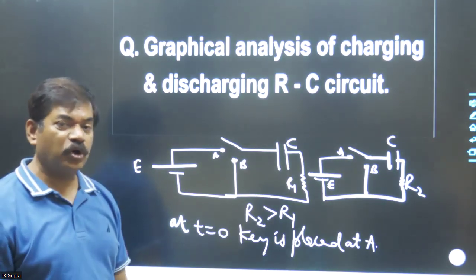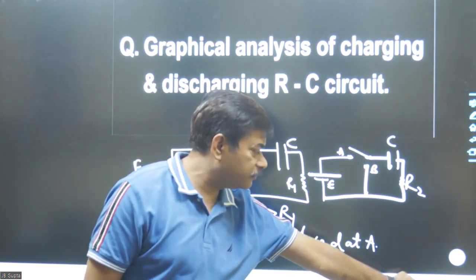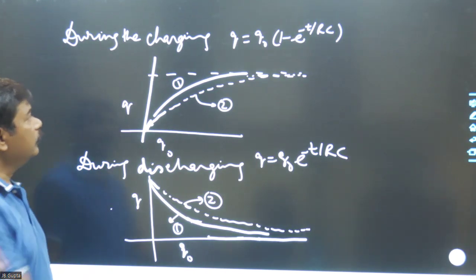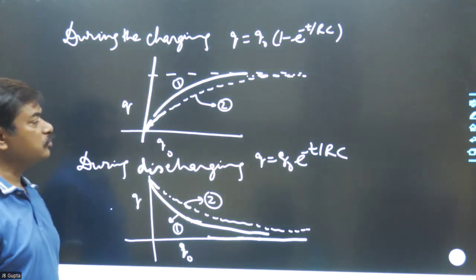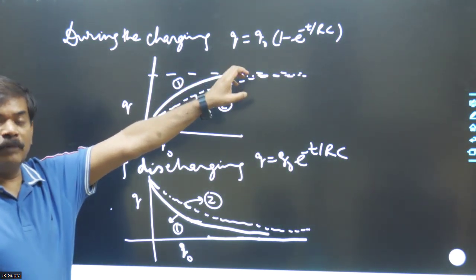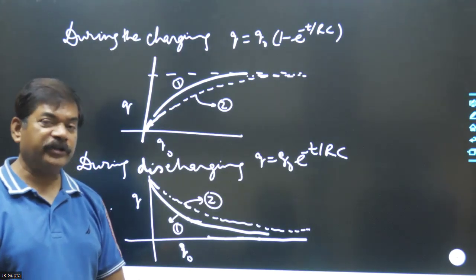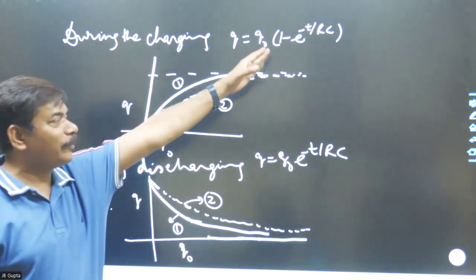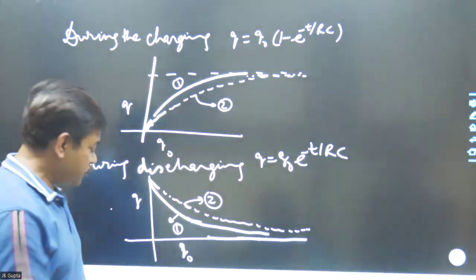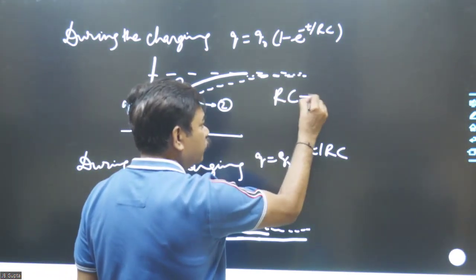Now see, the equations for charging and discharging are what? For the charging, it is Q equals Q naught into 1 minus e to the power minus t by RC. You must be remembering it. For the charging in the RC circuit, the equation is Q equals Q naught into 1 minus e to the power minus t by RC. And here RC is denoted by tau.